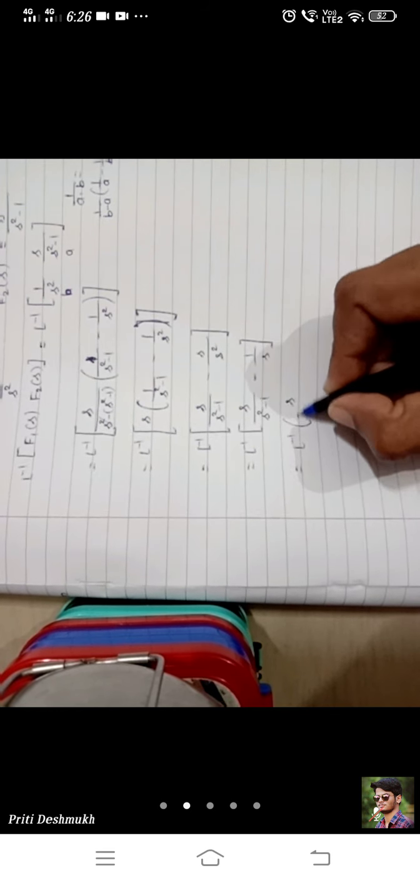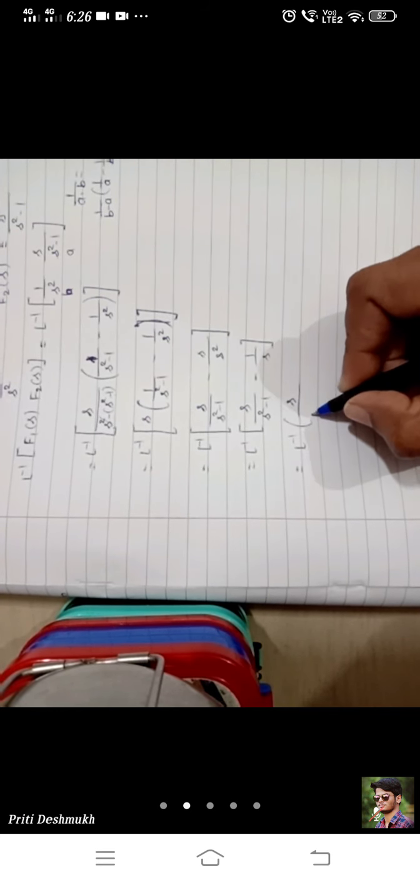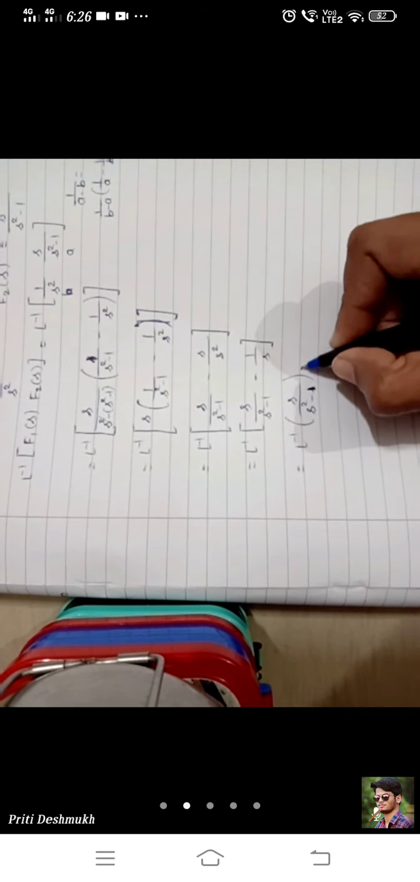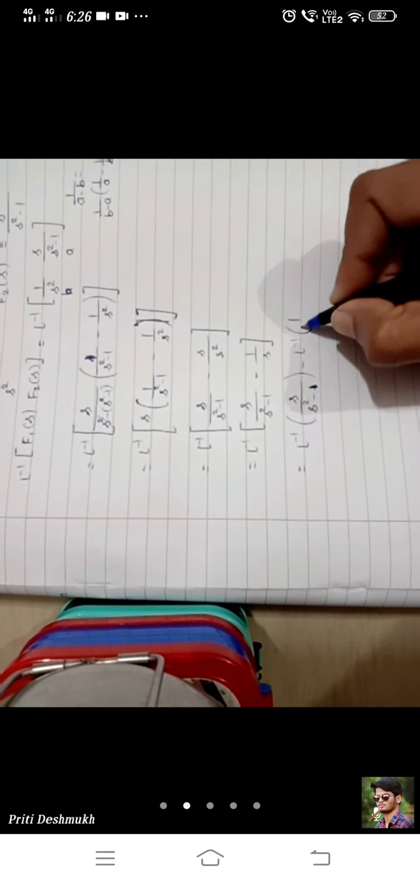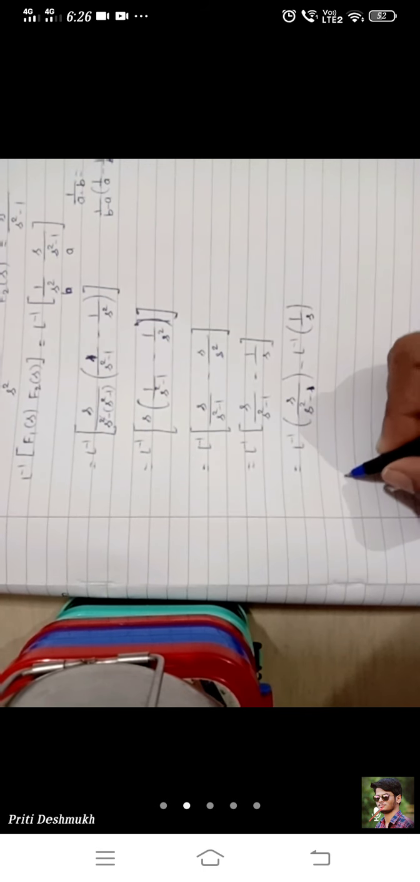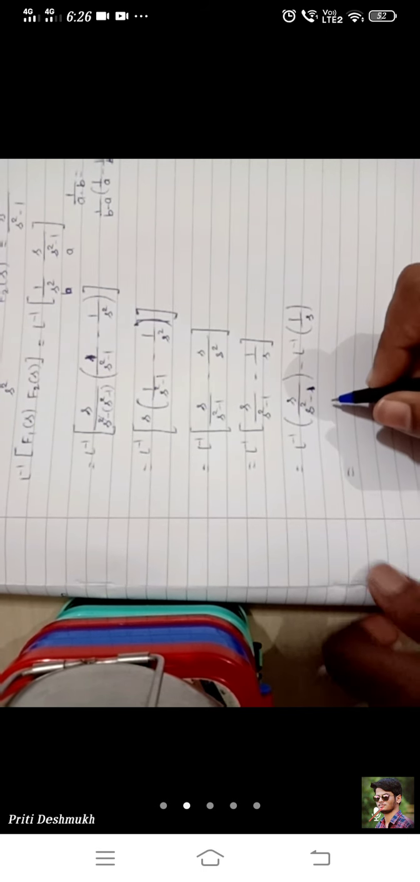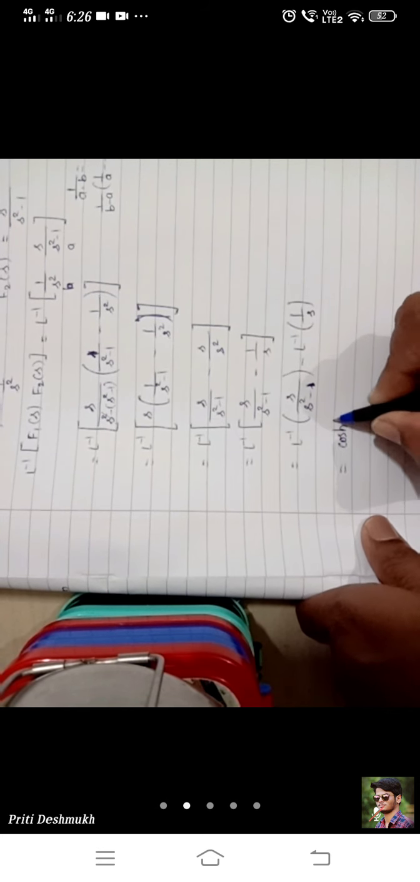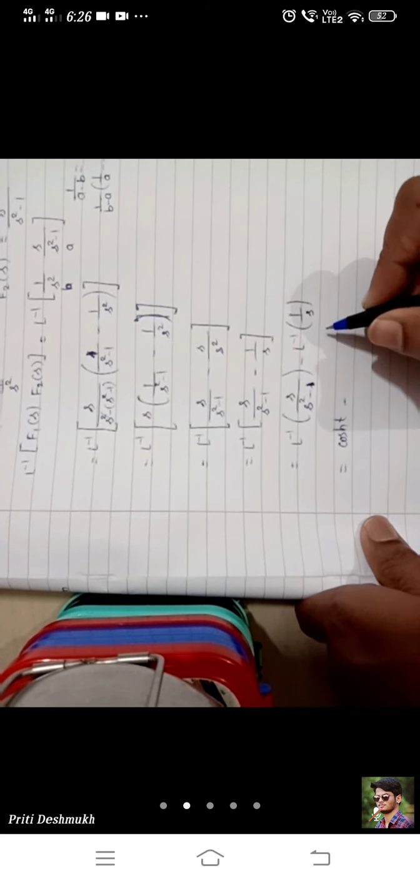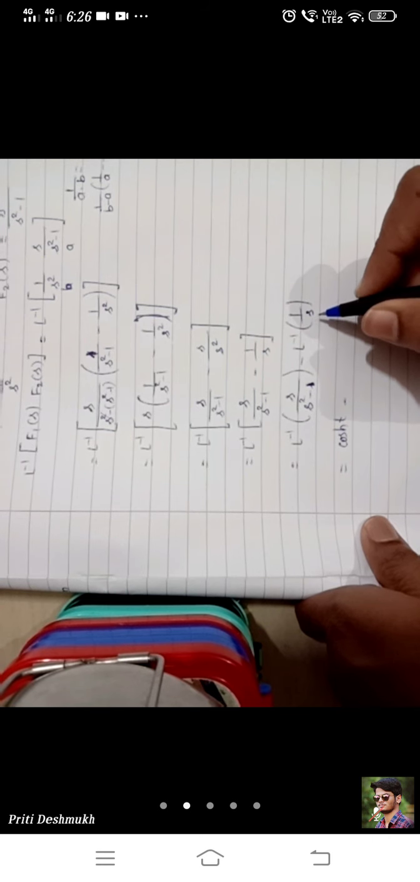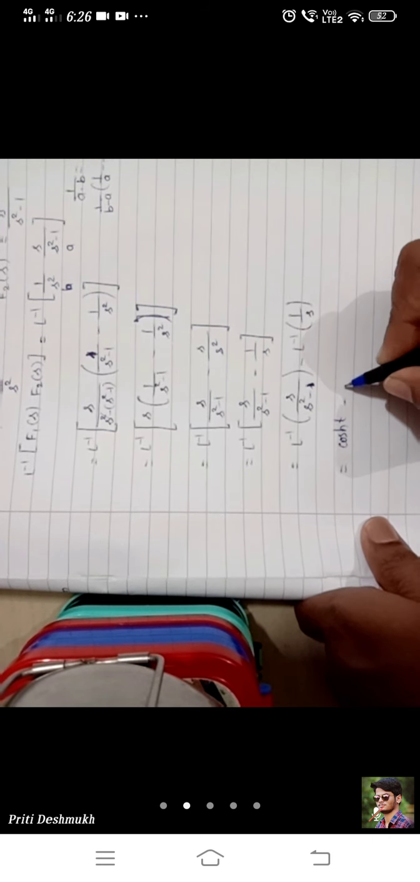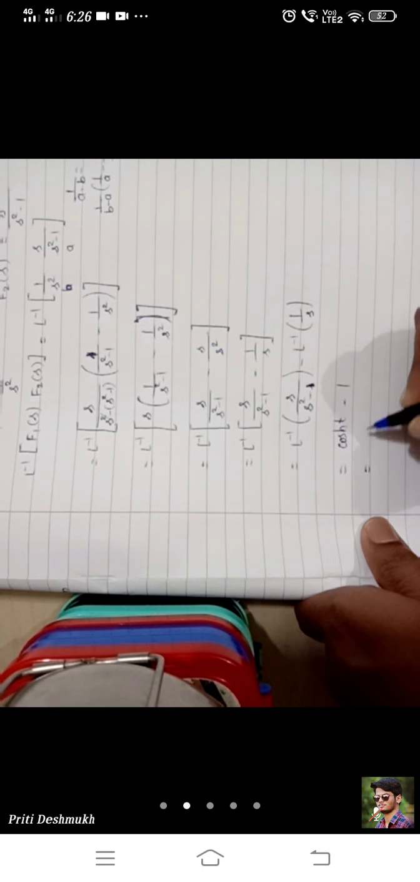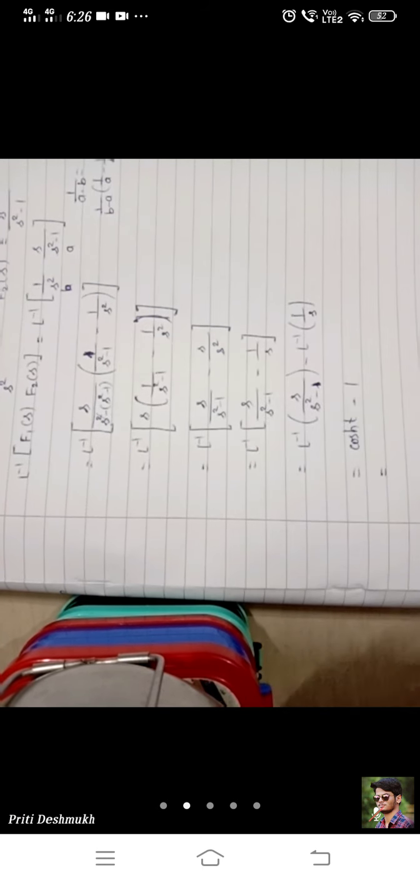As per the linearity property, we can separate this Laplace inverse into addition and subtraction. So Laplace inverse of s upon s square minus 1 minus Laplace inverse of 1 upon s. Laplace inverse of s upon s square minus 1 means cos of ht, minus Laplace inverse of 1 upon s, which means 1. So we get cos of ht minus 1 as our answer.